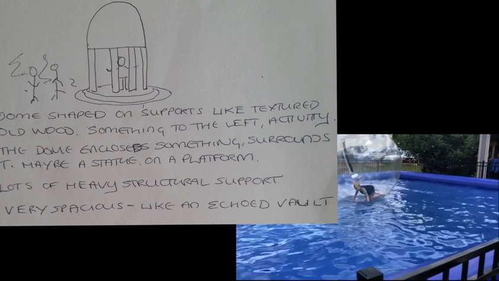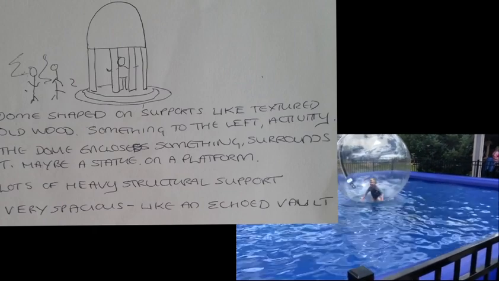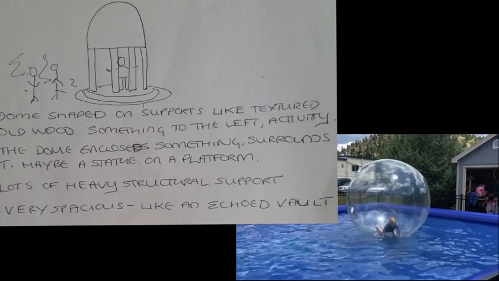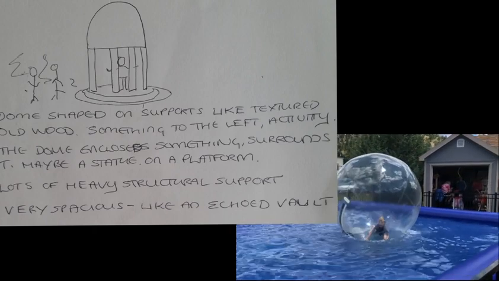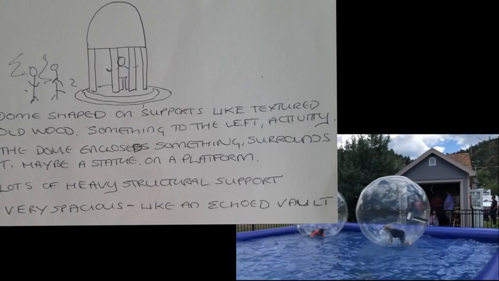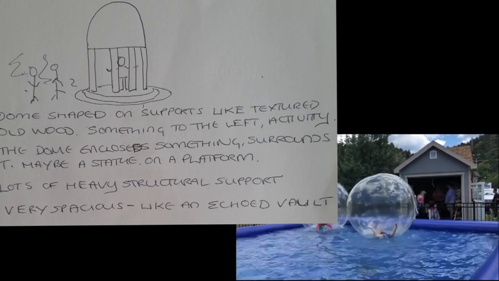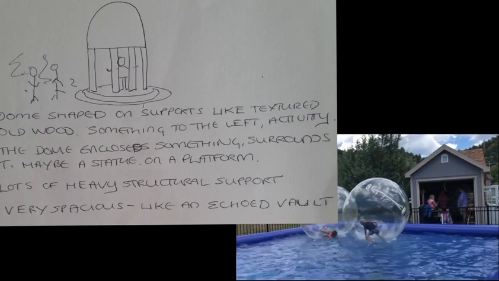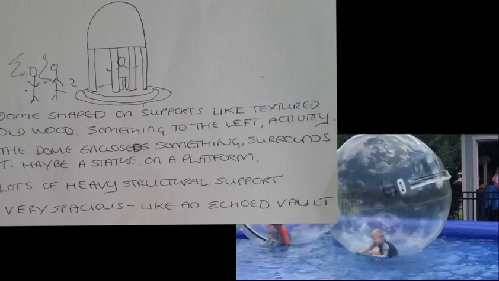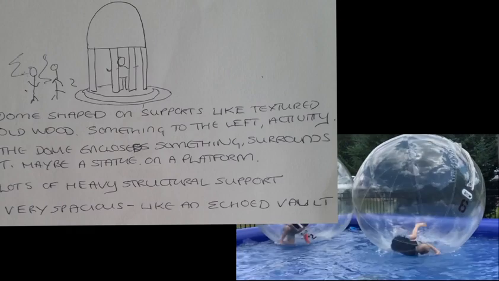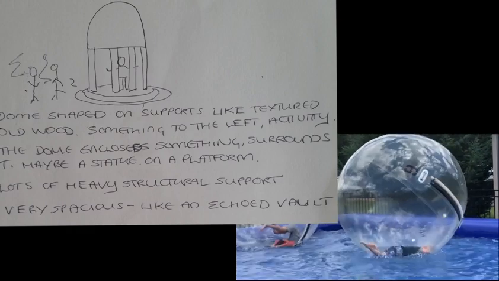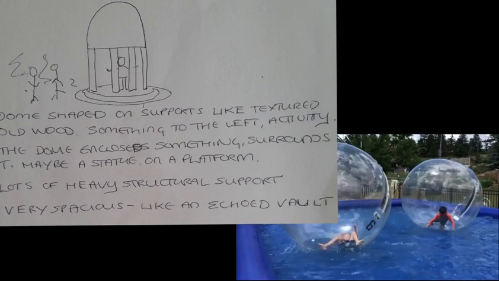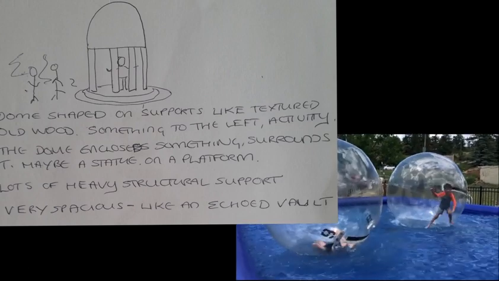This one is really great too. It says dome-shaped on supports like textured old wood, something to the left, activity. And on the left side of the pool, the parents of these children are standing there taking photographs and cheering them on. And so if you look at the drawing, you see someone inside of this dome-like thing and then people to the side. So this is really accurate. The dome encloses something, surrounds it, maybe a statue on a platform. And it's really referring to the kid inside the bubble.